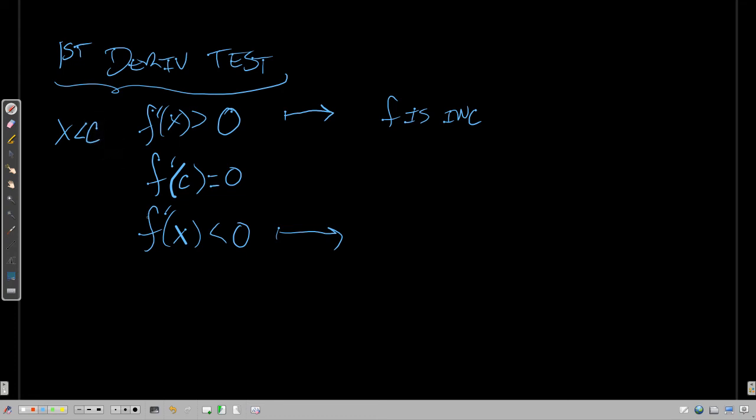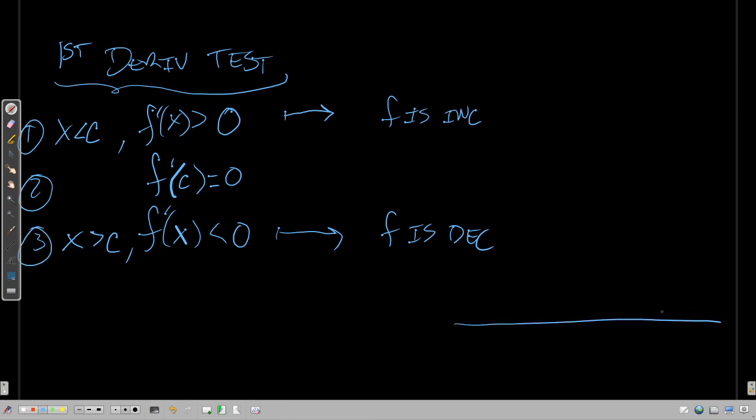If I'm to the left of C and it's increasing, and then right at C it goes horizontal, and then on the other side of C you have an opposite slope, then all three of these observations together describe for you the behavior of this function right at the point C. It's telling you that it's increasing, it goes horizontal, and now it's decreasing, so you have a local max.